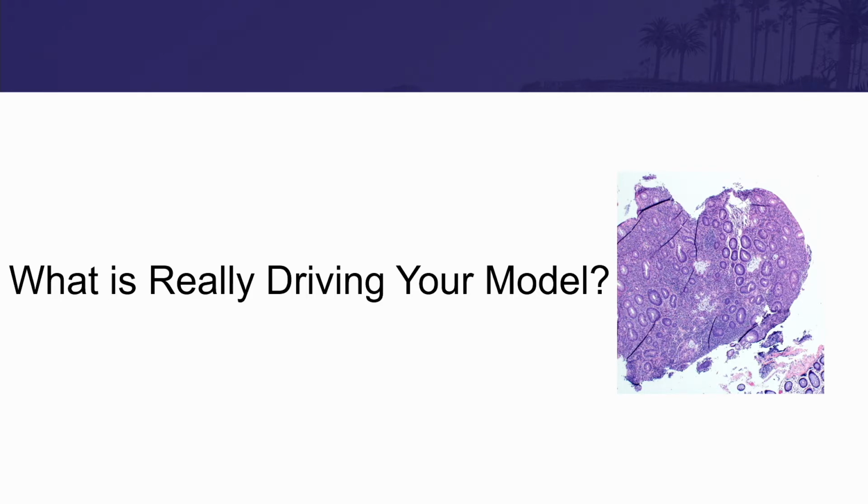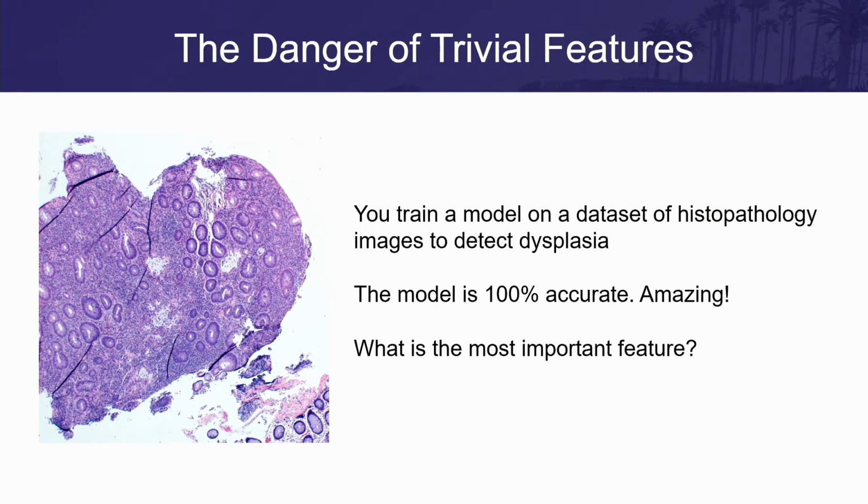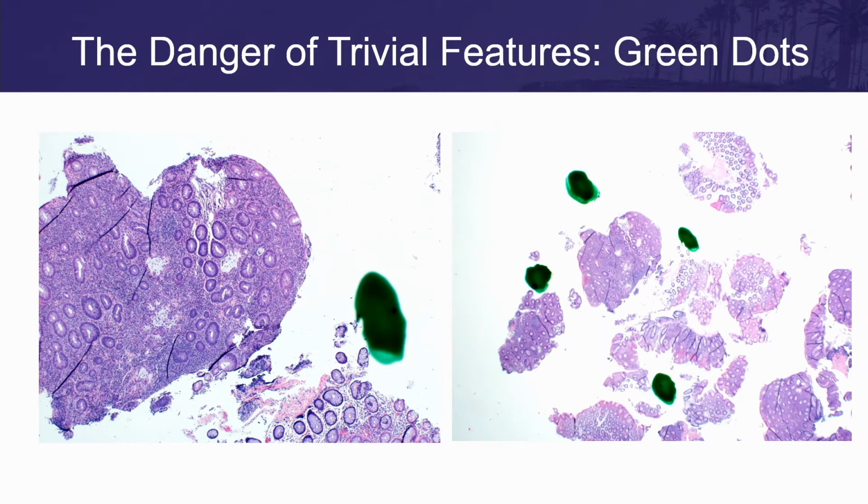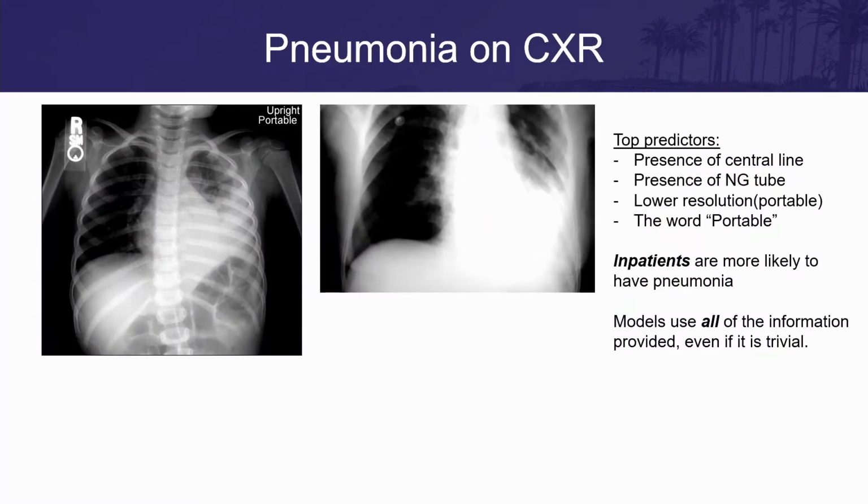Not that anyone in the room has done this, but if you trained a model on a data set of histopathology slides to detect dysplasia and ulcerative colitis and got a model that was 100% accurate, you think, this is amazing, this is the greatest thing ever. And then you ask, what's the most important feature? And it turns out that your pathologists like to mark the interesting parts of slides with green ink dots. And so the most important feature is the presence of a green ink dot on your slide. That's a trivial feature. But this has been found in other forms of modeling.